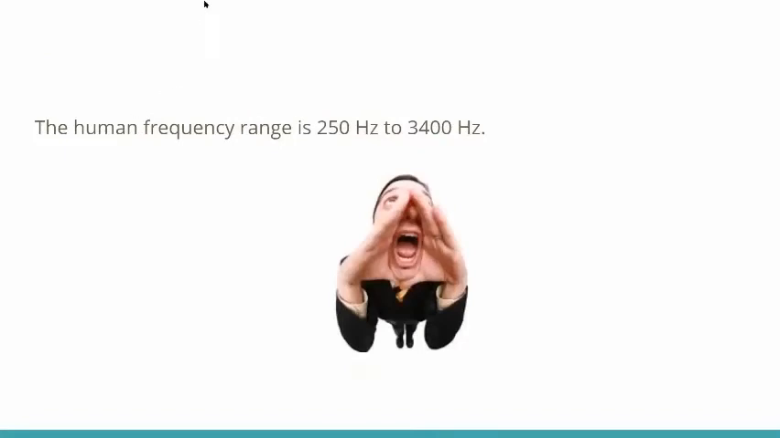Lastly, the human voice range is 250 hertz to 3,400 hertz.